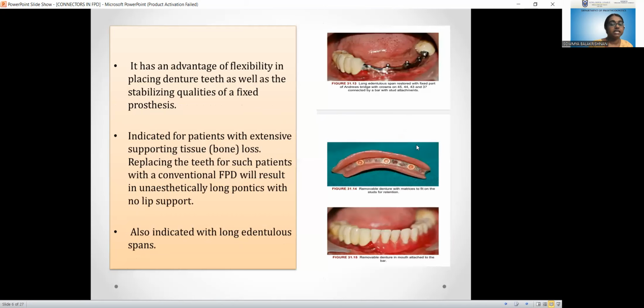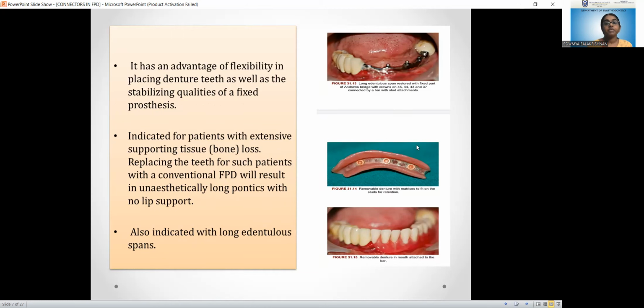So the main indication for this Andrews bridge is that it is indicated in a patient with extensive bone loss, especially in the case of Seibert's class 3 bone loss, that is both horizontal as well as vertical bone loss.